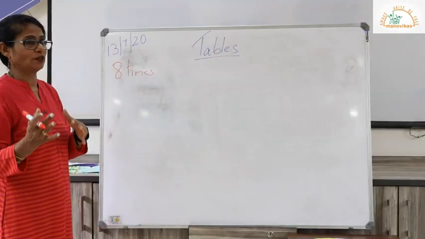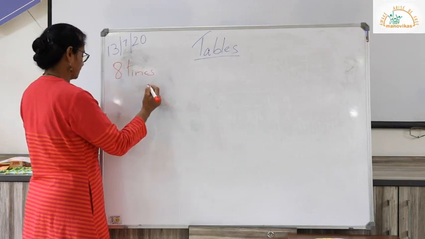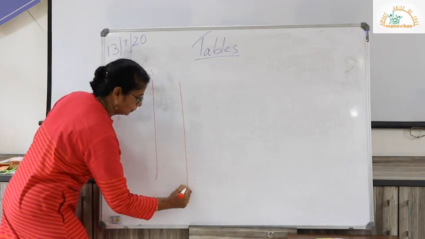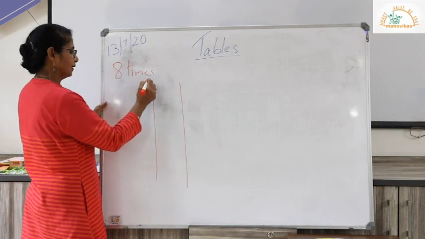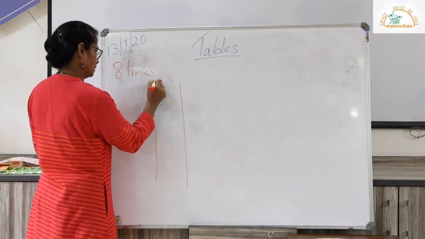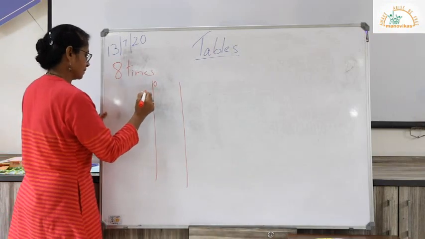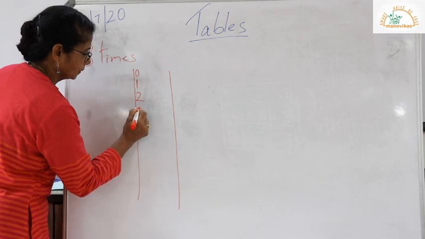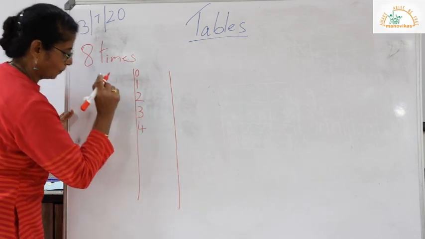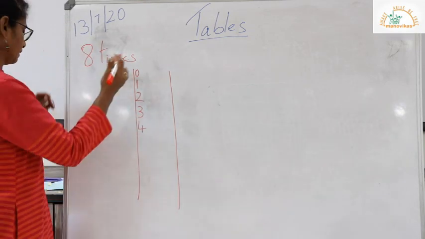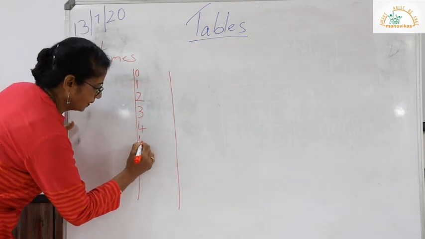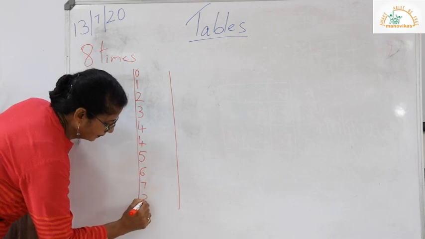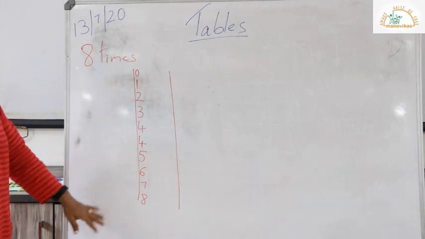To teach you the table of 8, it's just simply writing numbers. We make 2 parallel lines, like 2 lines. Here we write the number 0. We write 1, 2, 3 and 4. When we reach 4, we repeat that 4 again. So we have 4, 5, 6, 7, 8. We stop at the number 8.